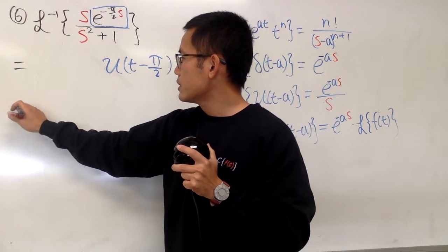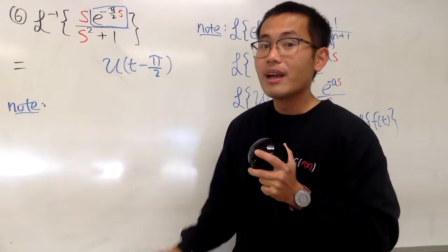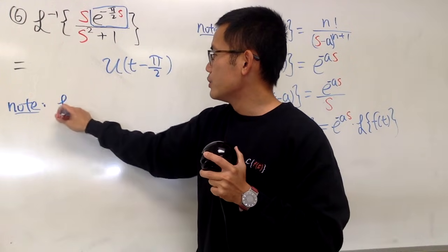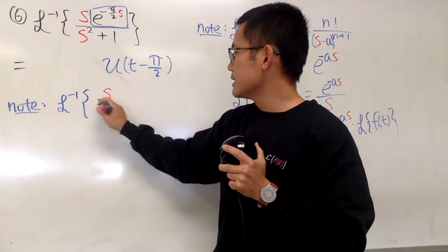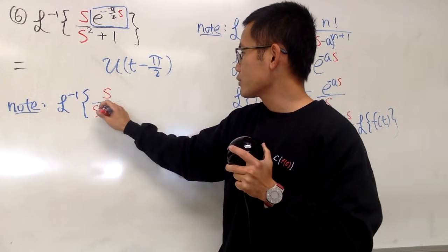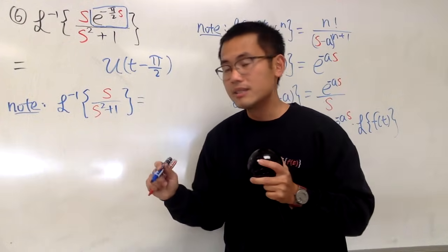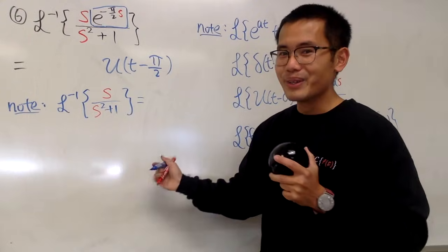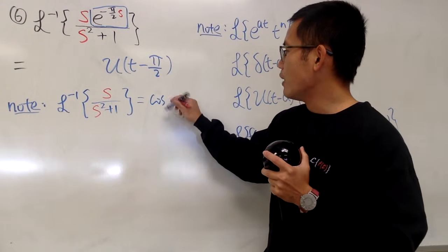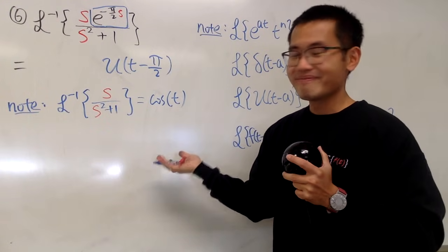So, note, just put on note. I will write down a lot of notes for you guys in this video. Note, look at the remaining part, which is the inverse Laplace. The remaining part is just s over s squared plus 1. And this right here, it's very nice because this is nicely equal to cosine of t. Right? This is just cosine of t.